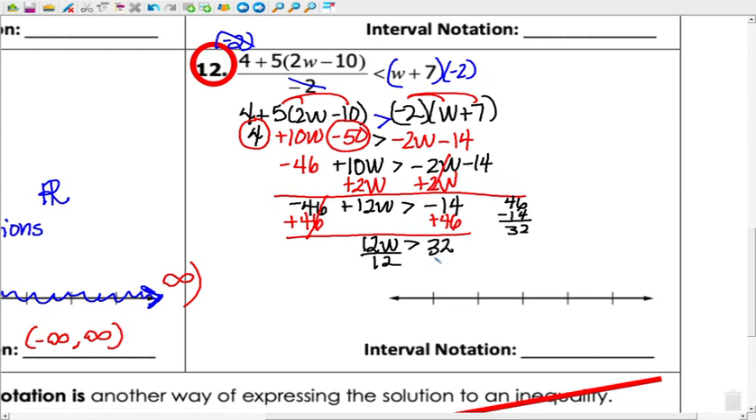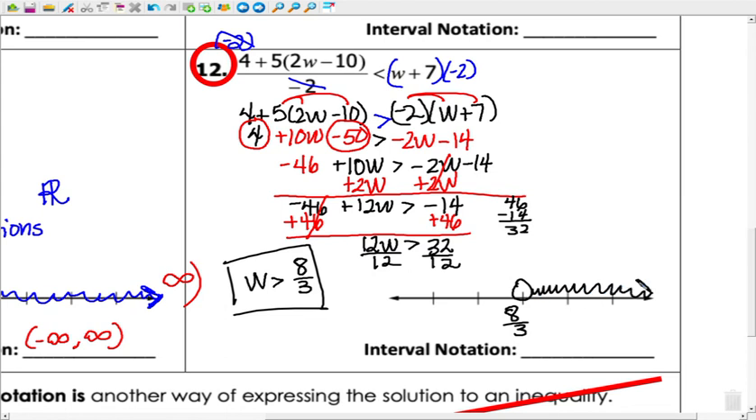When you divide by 12, you are going to end up with the fractional answer. Your w is going to be greater than 8/3. So write your 8/3 with an open circle. Greater than means it goes this way. And my interval notation has to match what my graph looks like. So it's going to be a parenthesis on both sides. And I'm going to have 8 over 3, comma, positive infinity.